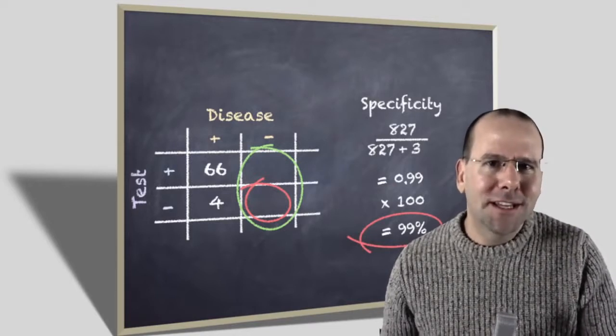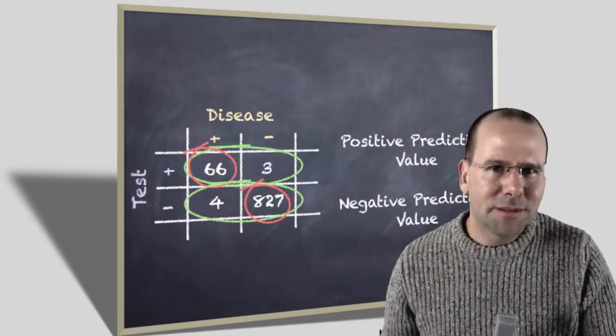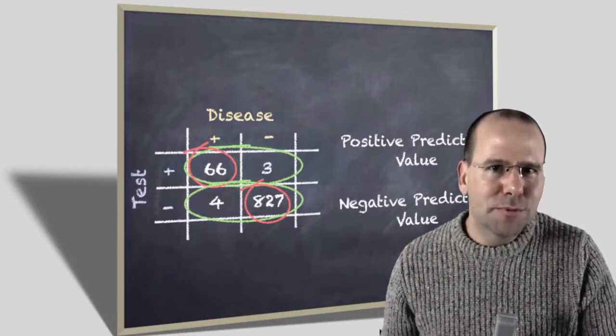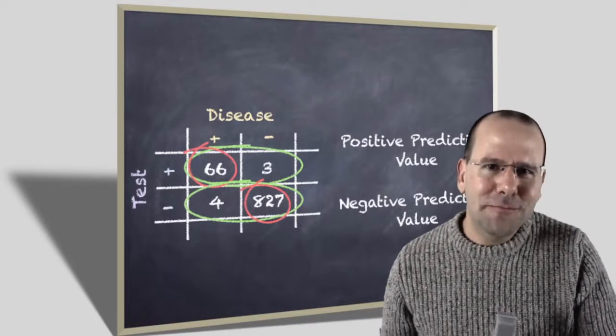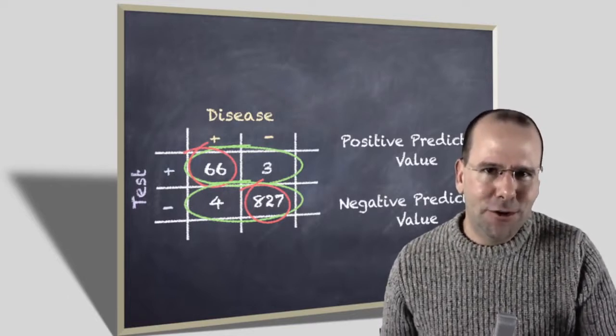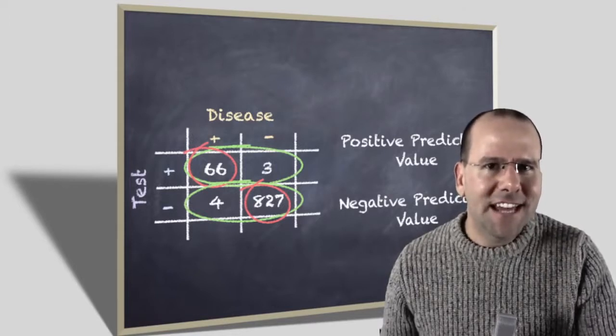So I'm not going to go through all the calculations again for positive and negative predictive value. Basically, the exact same principle applies. The positive predictive value is the proportion of people who test positive who actually are positive. So the positive predictive value tells me if I go for a test and I test positive, what are the chances that I actually have the disease?